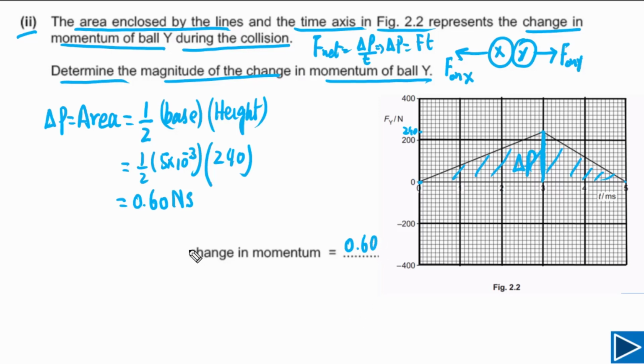And this question has 2 marks. The first mark is for this one: if you have plugged in the right values, you will get the C mark. And the second mark is the answer mark. If you got the right answer, you will get 2 marks.